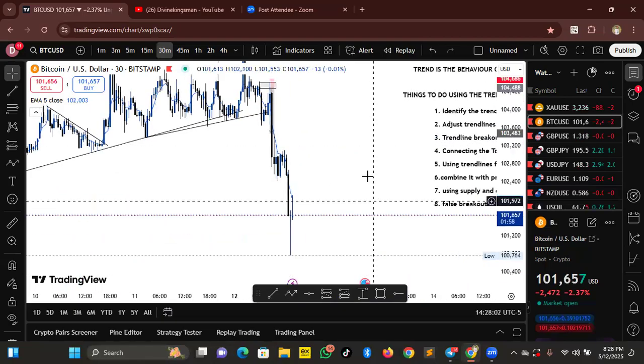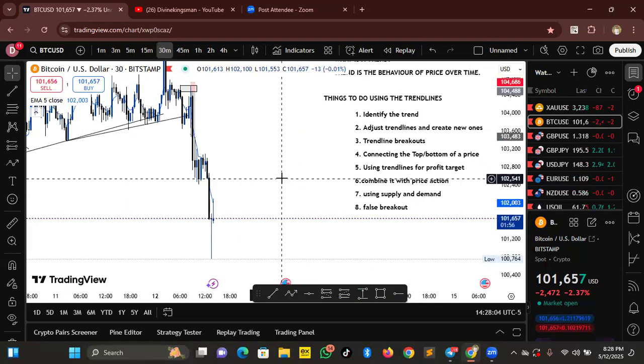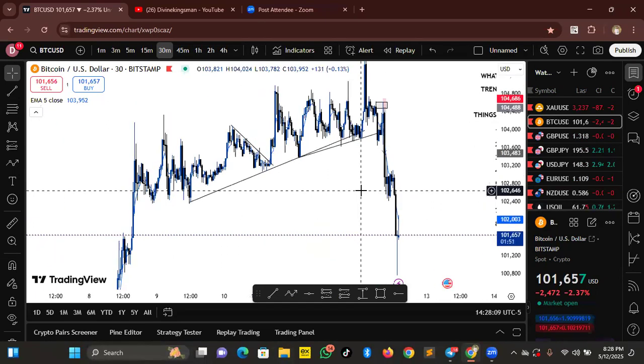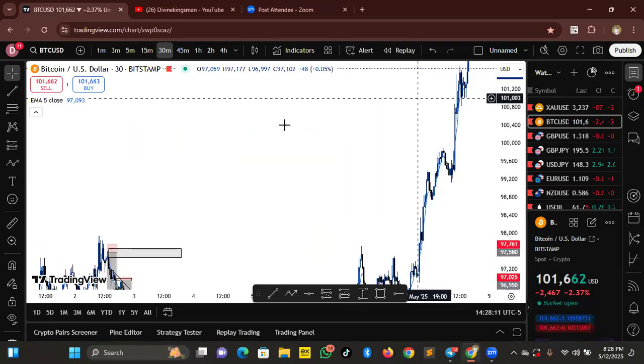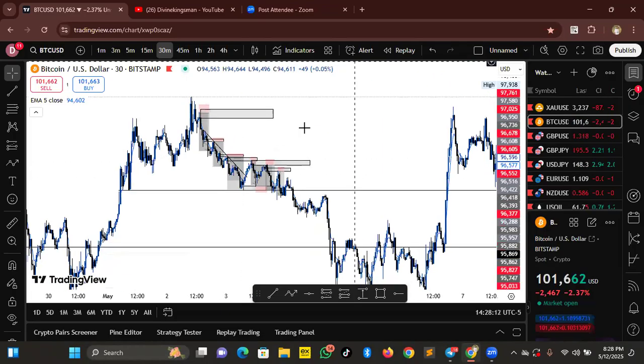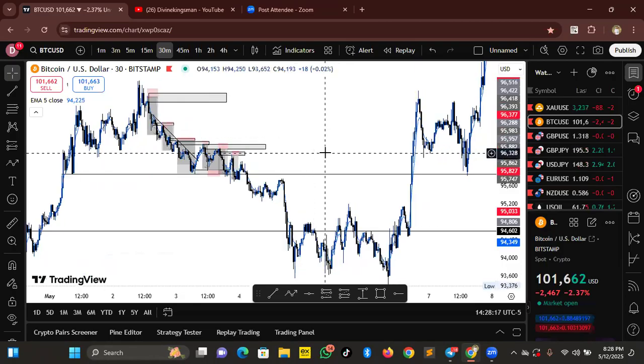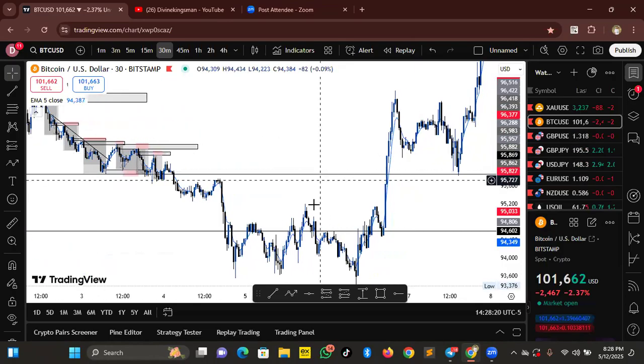Now, the fifth one is using trend line for profit target. So using trend line for profit target. Let's see. So if I was to do something, let's see how I can.